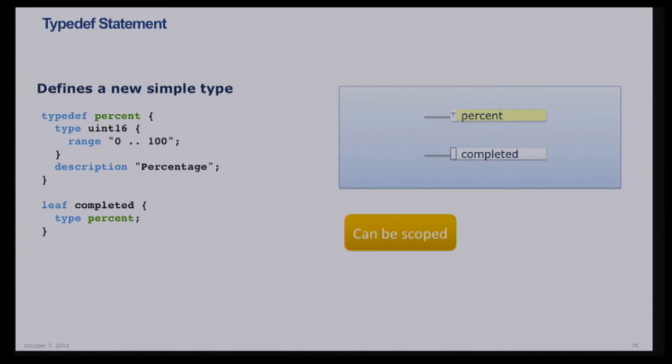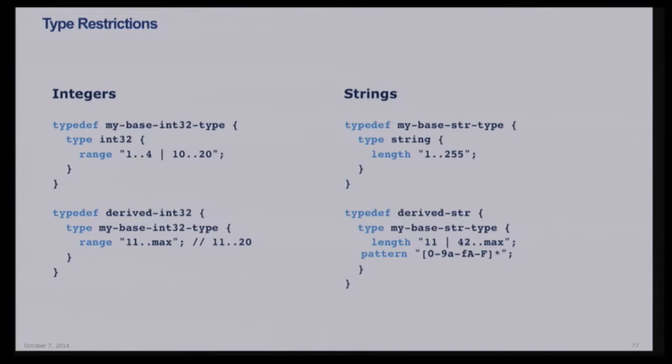You can do restrictions, which is very useful, especially for string types. You can have disjunct ranges, so in this case, we have a base int32 type that is restricted to the value space between 1 and 4 and 10 to 20. We have native type limits available. So in the second one here, derived int32, we can have 11 to max, so you don't have to go back and remember what int32 max was.